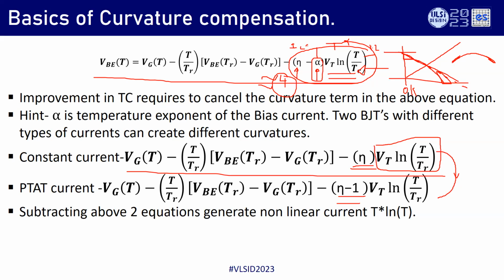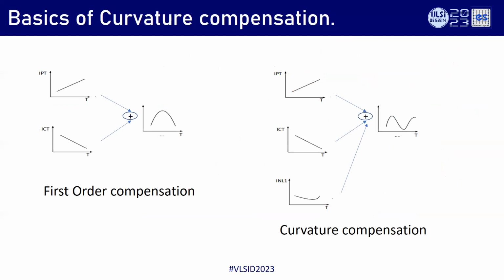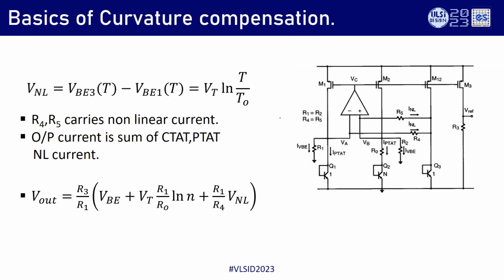So let me go to the next slide. So this is how I described earlier. This is the normal first order compensation, this with the nonlinear term. So you see, it won't be an umbrella concave curve, it will be like a sine wave. And this is the first implementation by Professor Malcovati from Pavia University, Italy.